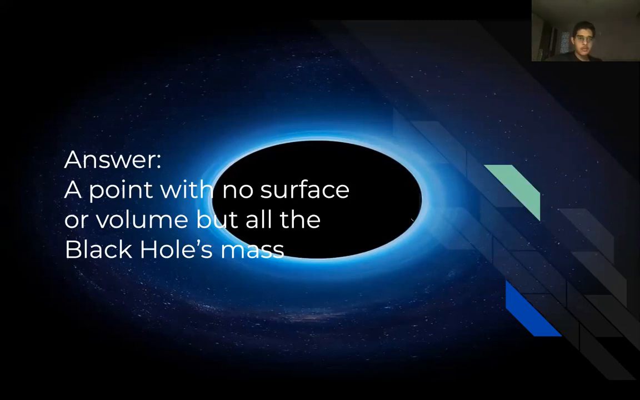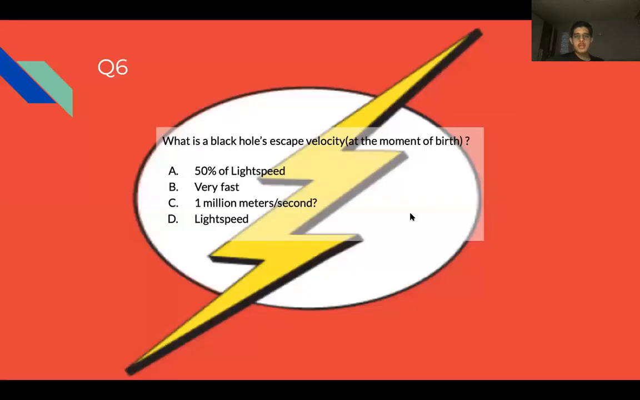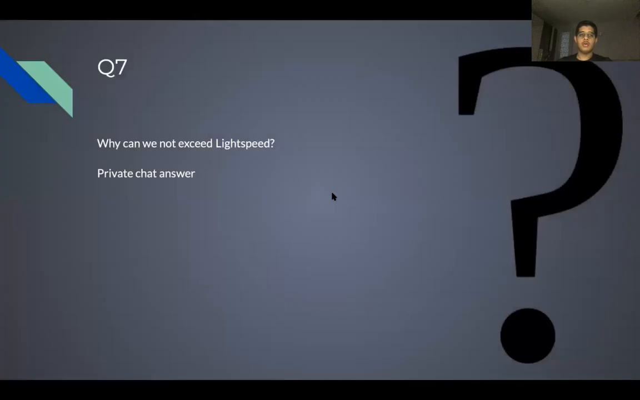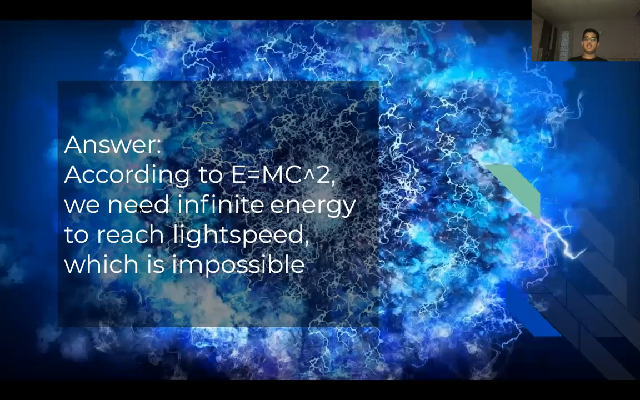But anyway, what is the escape velocity of the black hole the moment it's born? Why can we not exceed light speed? You don't need to explain the full equation and mathematics behind it. I just need a simple reason. E=mc². You need infinite energy to reach, let alone exceed light speed, making it impossible. The end.